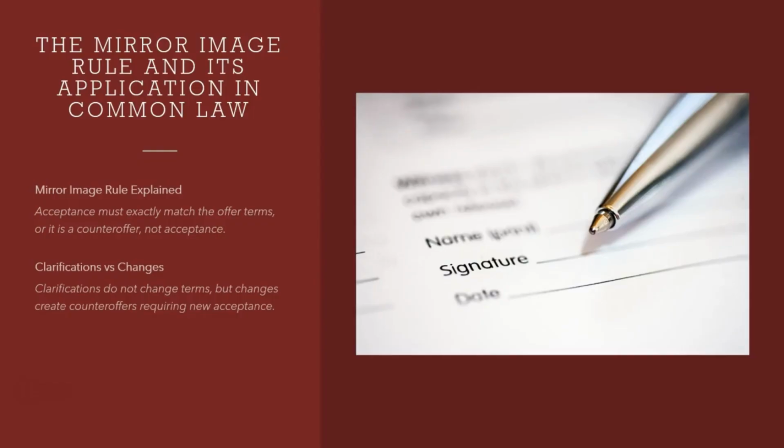So acceptance is where the offeree must give the appropriate assent. They must essentially agree or say yes. One of the most important rules with respect to acceptance is something called the mirror image rule. By the way, this is a common law rule, not the UCC. It says your acceptance must match the offer. It must be identical. You cannot change the terms.